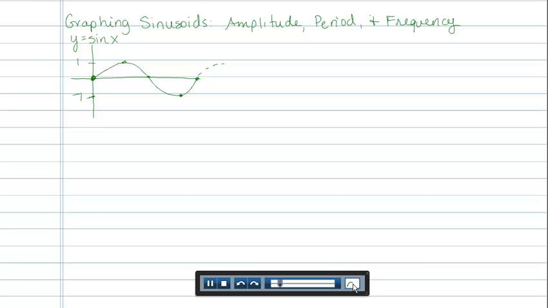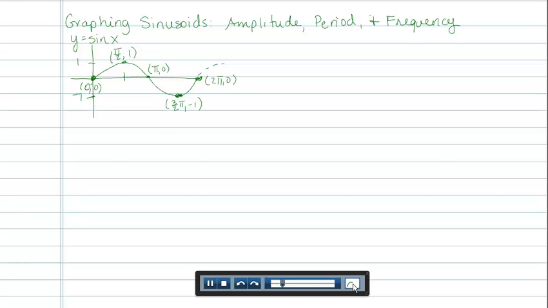These points right here are (0, 0). Right here it is (pi halves, 1). This one is (pi, 0). This point right here, the minimum, is going to be (3 halves pi, -1). And this point over here is going to be (2 pi, 0).